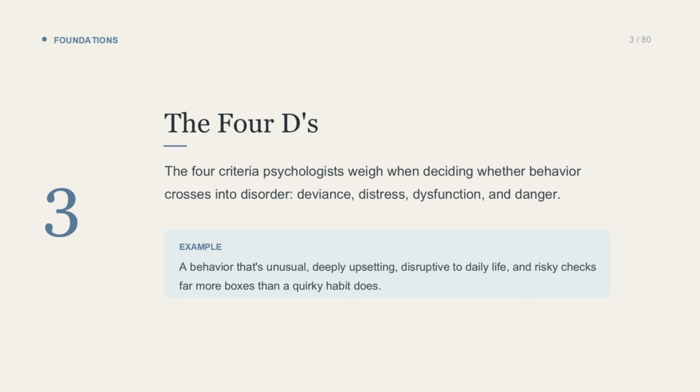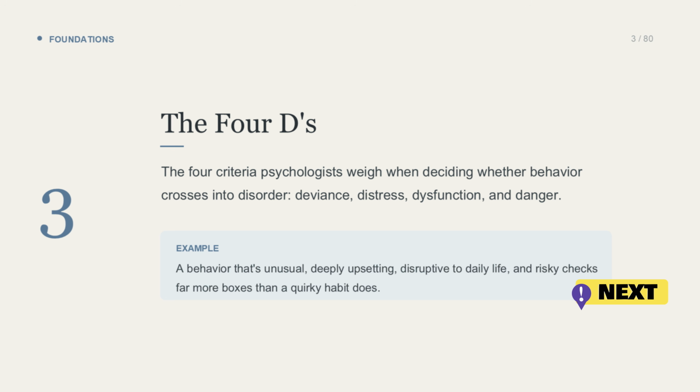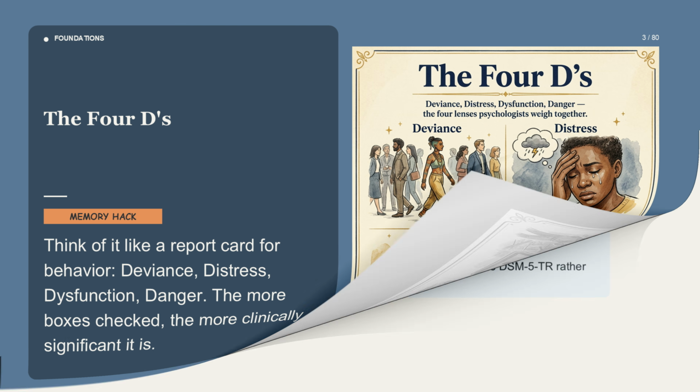3. The 4Ds. The 4Ds are the 4 criteria psychologists weigh when deciding whether behavior crosses into disorder: deviance, distress, dysfunction, and danger. For example, a behavior that's unusual, deeply upsetting to the person, disrupts their daily functioning and puts them or others at risk checks far more of these boxes than a quirky habit does.